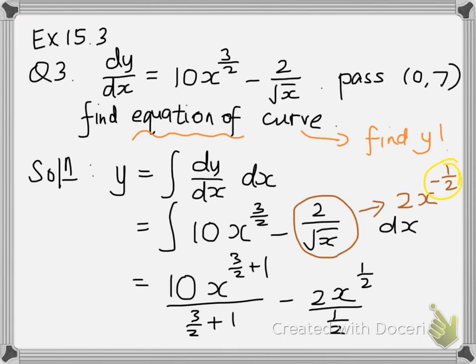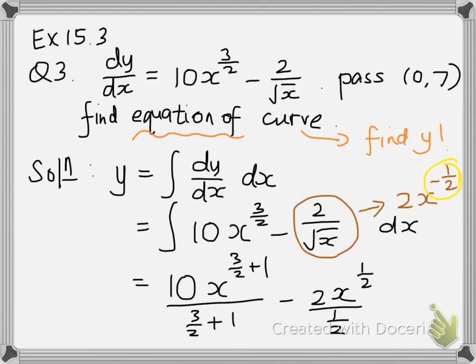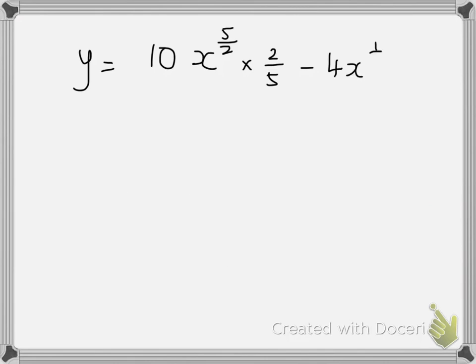Then the next line we will have 10x to the power 3 over 2 plus 1, which will be 5 over 2. And then you're going to divide by that same thing, so you multiply by 2 over 5. And then minus. So what happened here? The first one is also a 4, because you cancel that out. So it's 4x to the power 5 over 2 minus 4x to the power half. So this is your y.